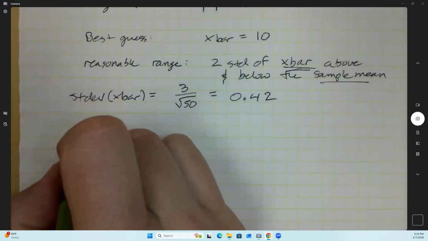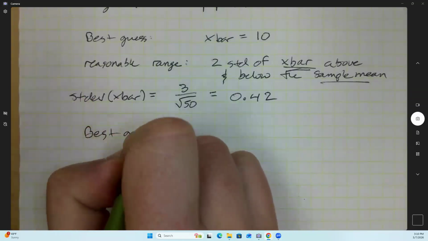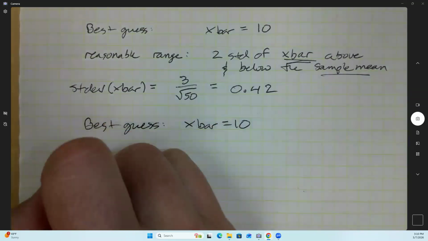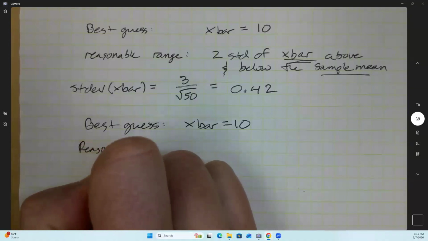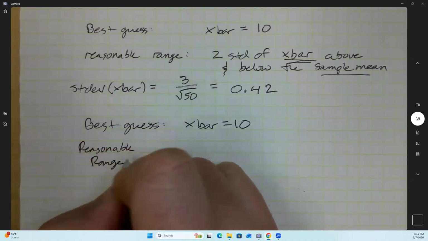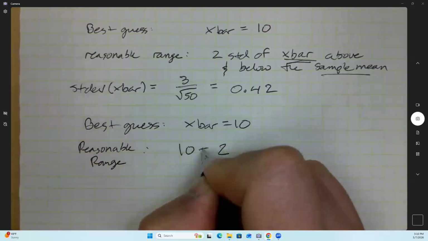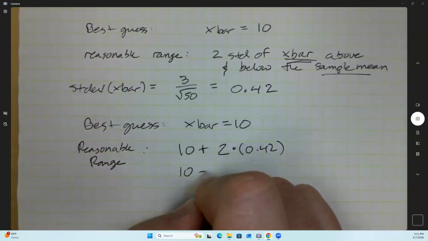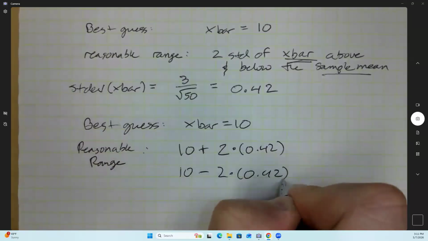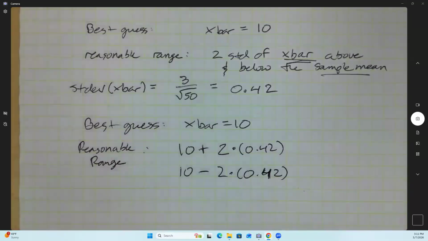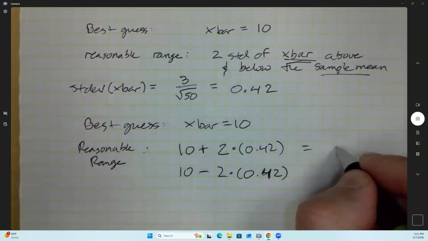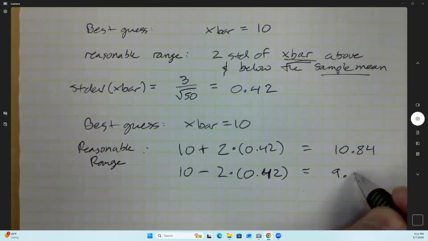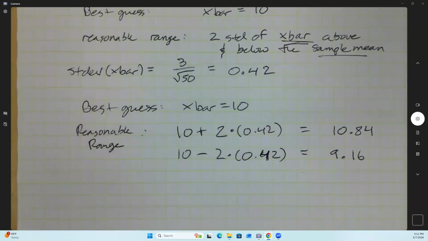So my best guess, I'm just going to keep writing it. X bar is 10, and my reasonable range is going to be 10 plus 2 times 0.42 and 10 minus 2 times 0.42, which is 10.84 at the upper end and 9.16 at the lower end.